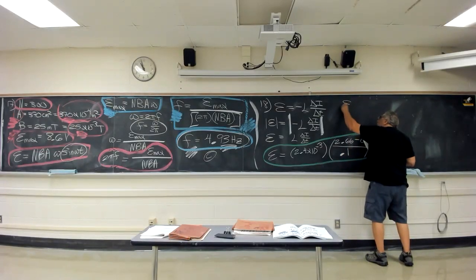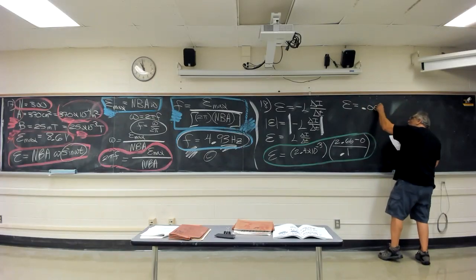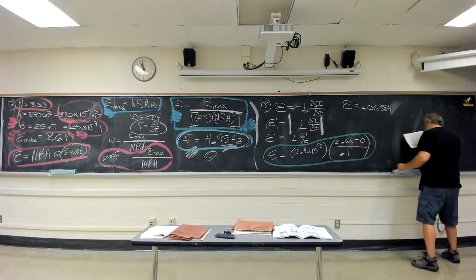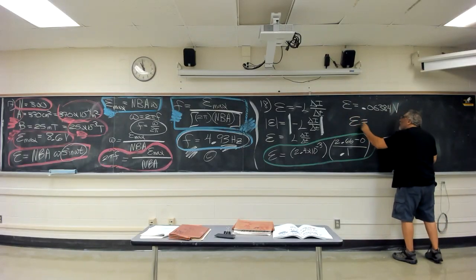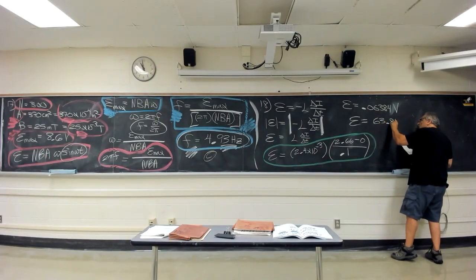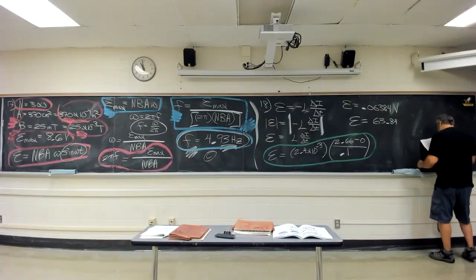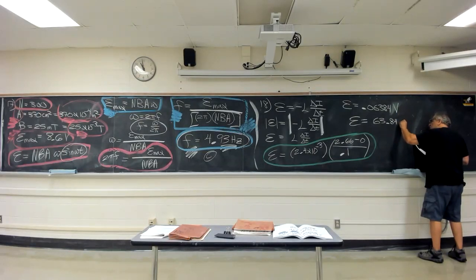So what you have here is 0.06384 volts. Let's make this number 1,000 times bigger. If I make this number 1,000 times bigger, I have to make the volt unit 1,000 times smaller. That's a millivolt, 10 to the negative 3. That's the millivolt we're talking about in that case.